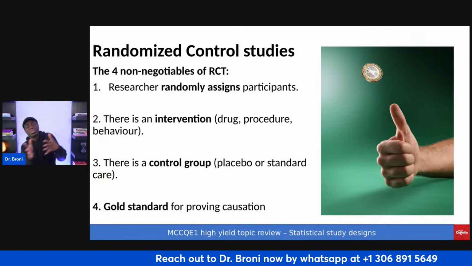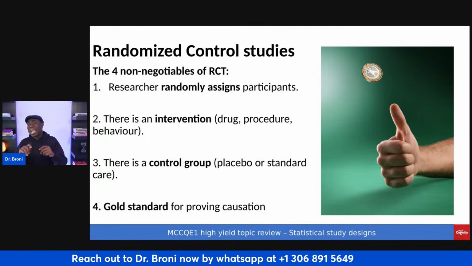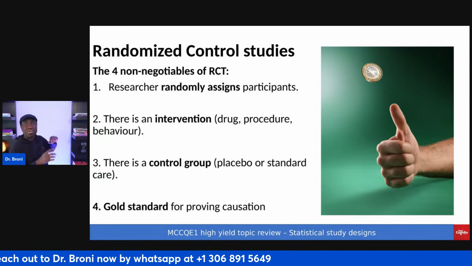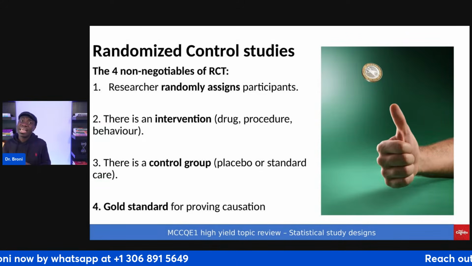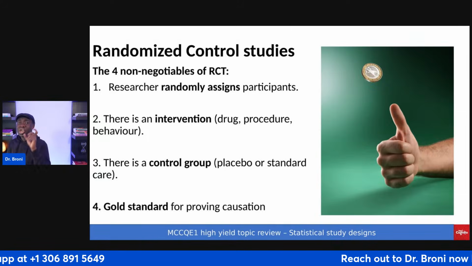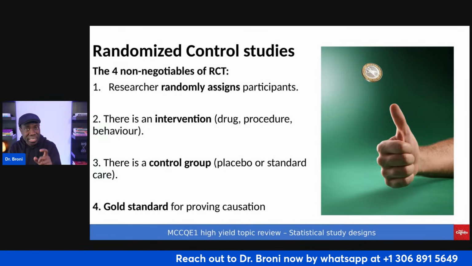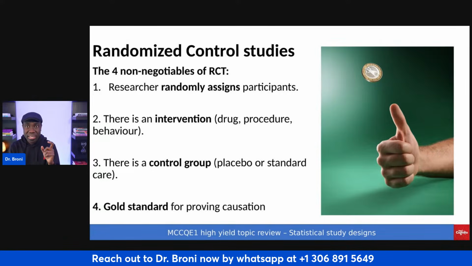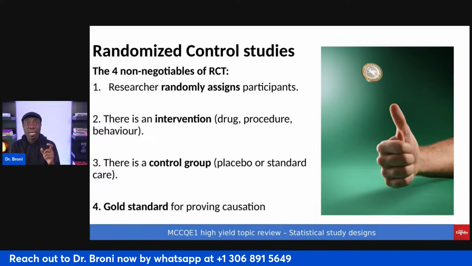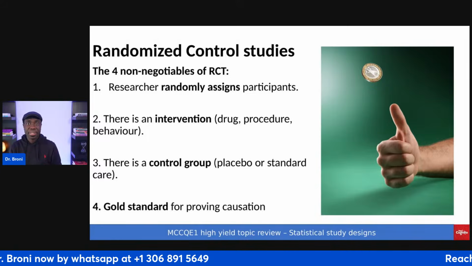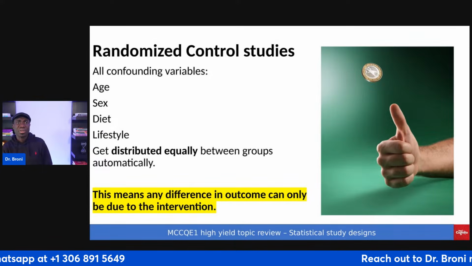And then there's also a control group who don't get it, but they are also selected and put in group B. And the gold standard here is that you want to establish causation. That's all you want to establish, okay? Causation. Okay, now, let's move on.